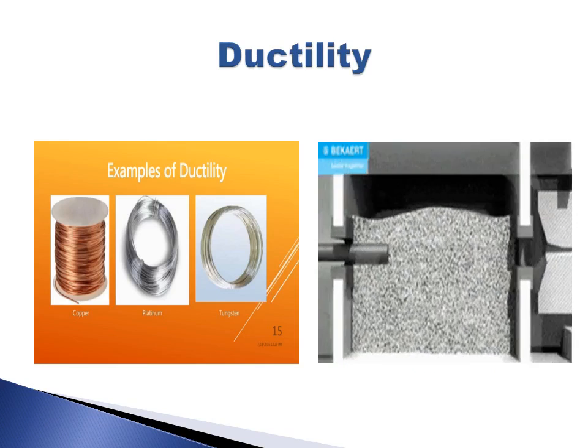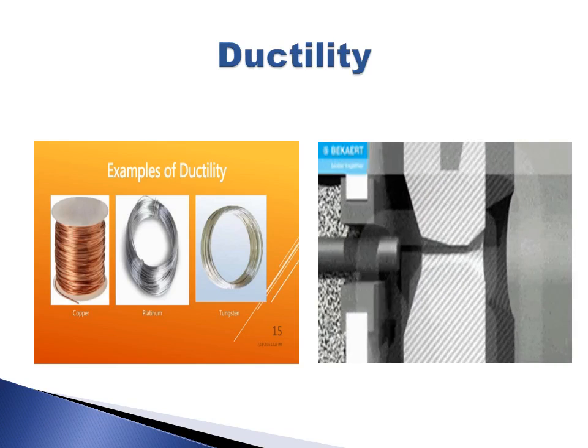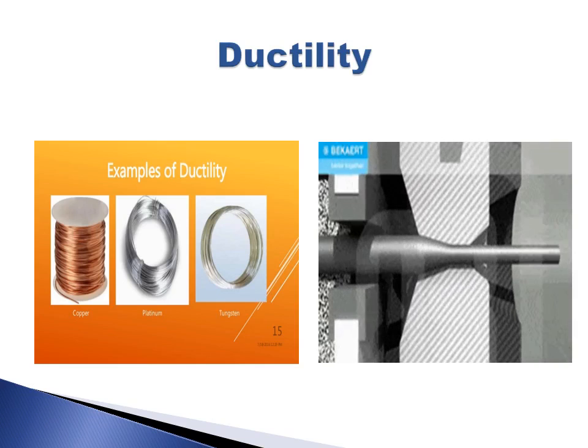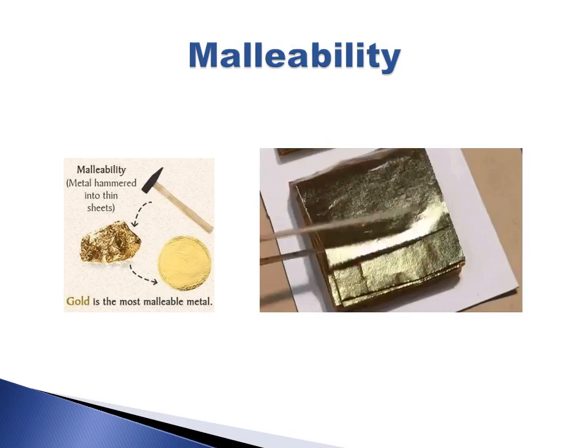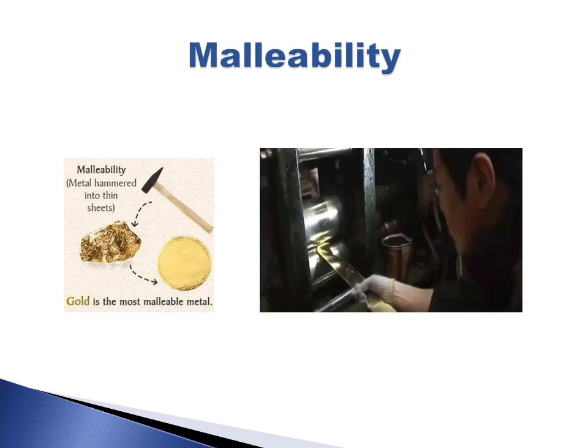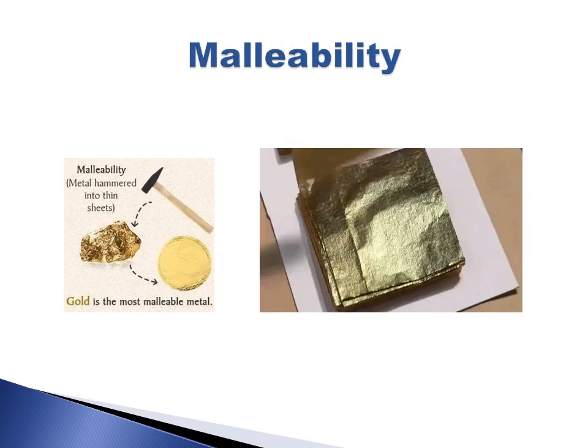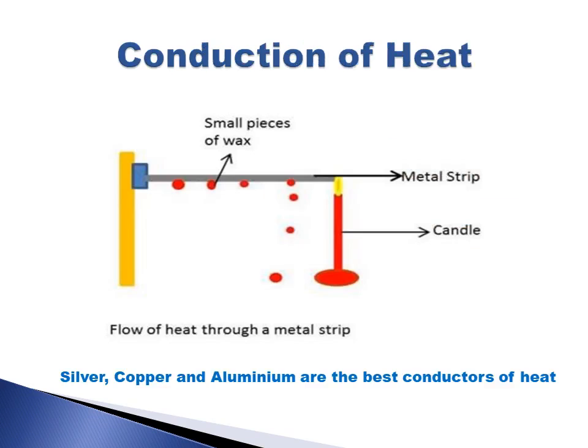Metals possess the property of ductility. That means they can be easily drawn into wires. Metals are malleable, that is, they can be beaten into sheets, and this property is called malleability of metals. Metals are good conductors of heat. Silver, copper and aluminium are the best conductors of heat.